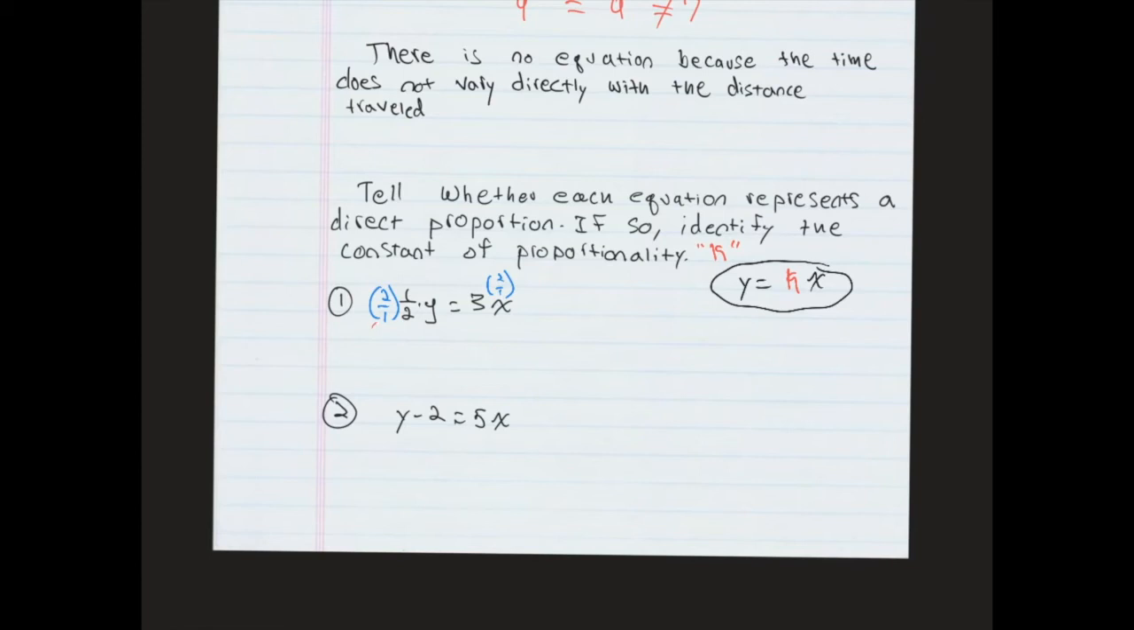So what happens is these cancel, and I'm left with y equals, and then here I've got 3 times 2/1, which is 6, and then x. So my constant of proportionality, or k, would be 6. In all of these instances, I'm just trying to take the equation I'm given and make it look like y equals some number times x. And that some number is your constant of proportionality. It's kind of like your unit rate when you go back to 6th grade.